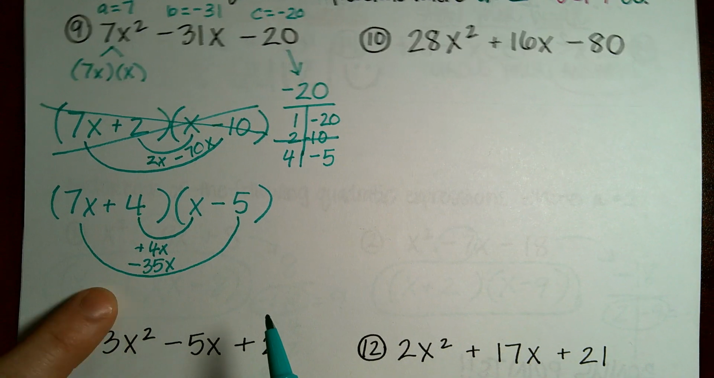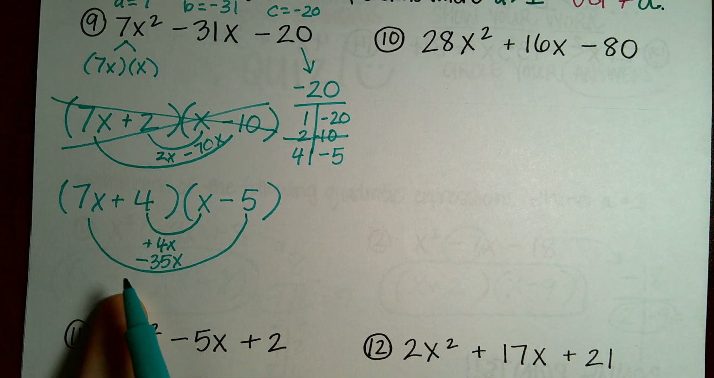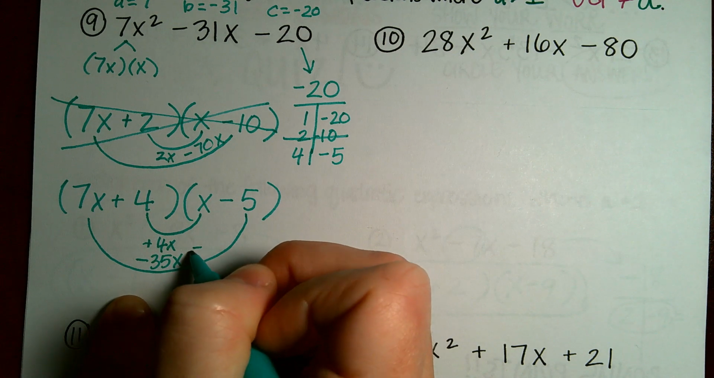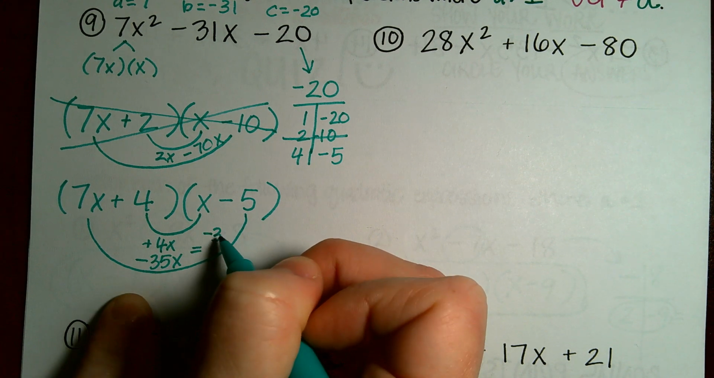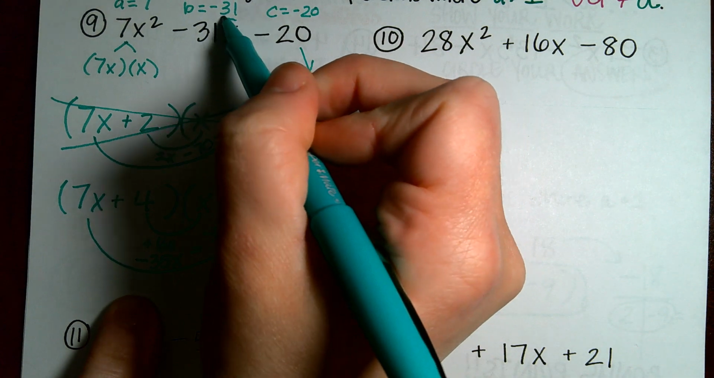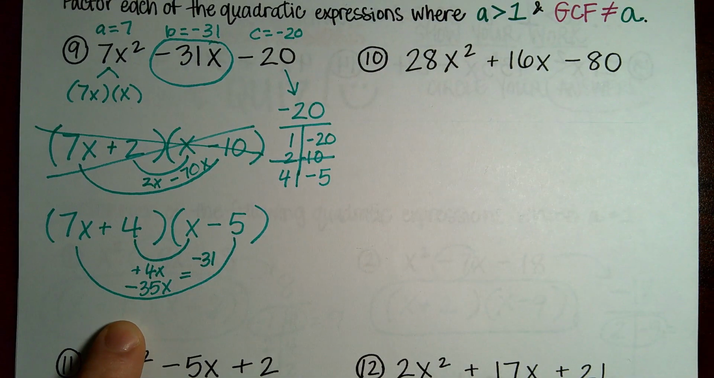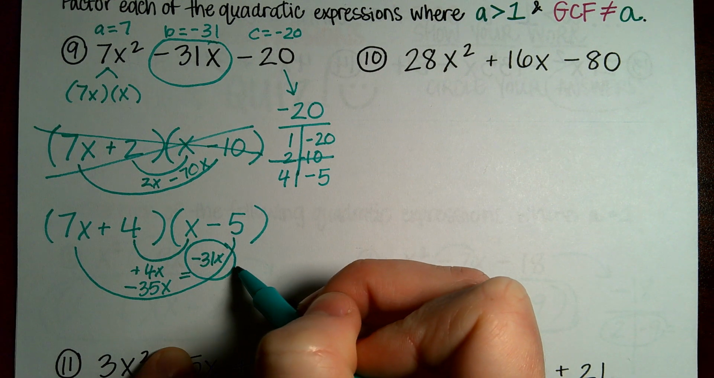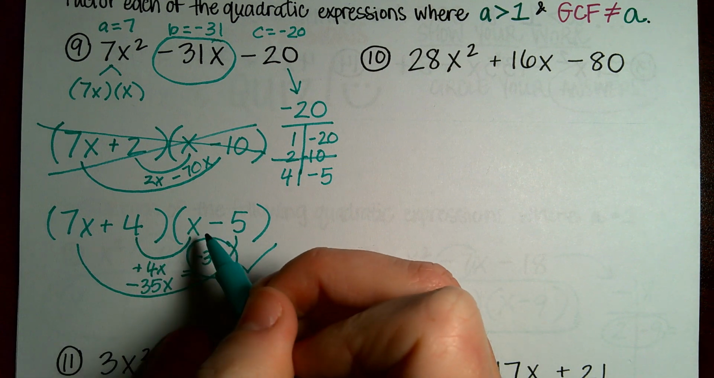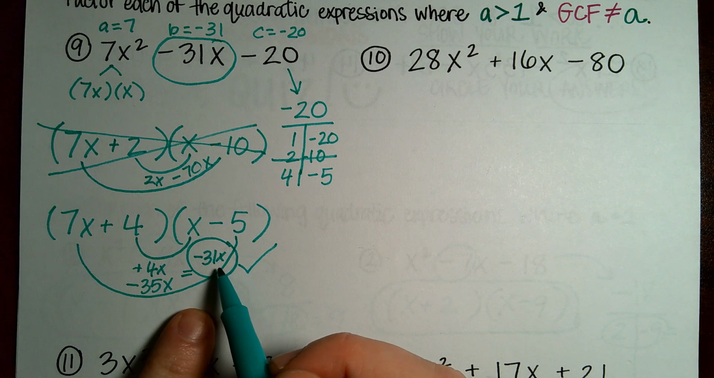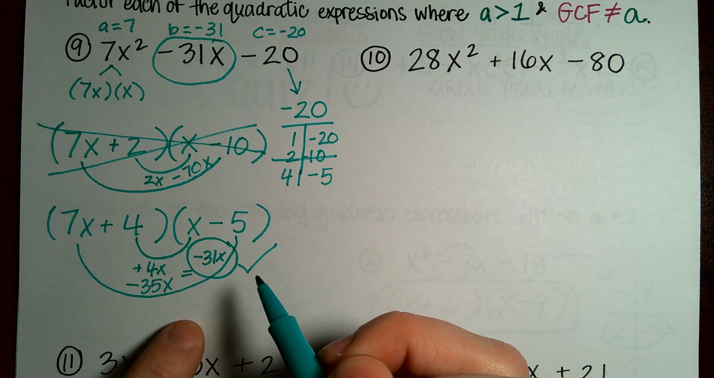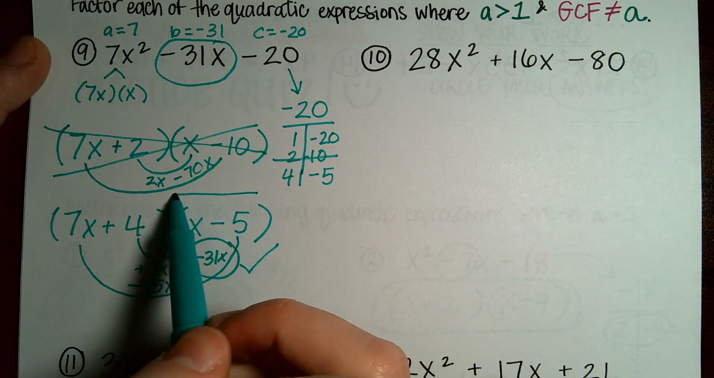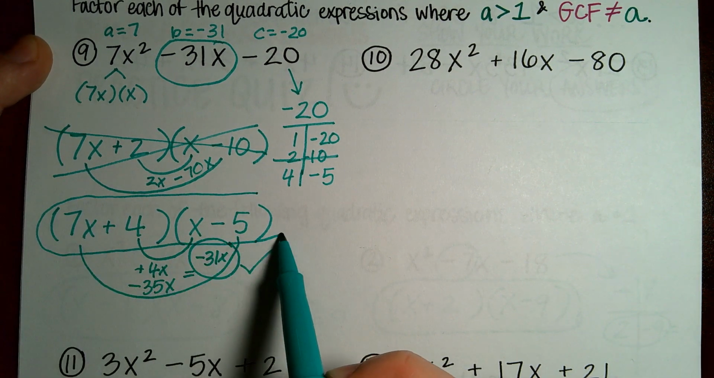Ah, good. This one's going to work, because if I have negative 35 plus 4, that's going to give me negative 31, and that's my middle term, negative 31x. So because we saw that when we multiply using our rainbow and we add those together, we've got our middle term, that's going to be our answer here. So we'll just circle that.